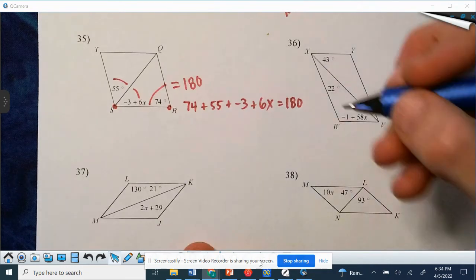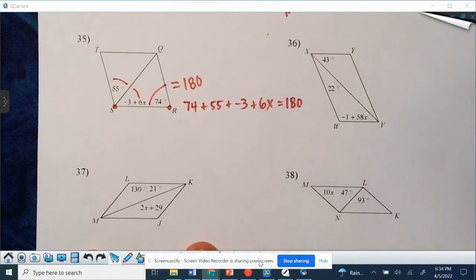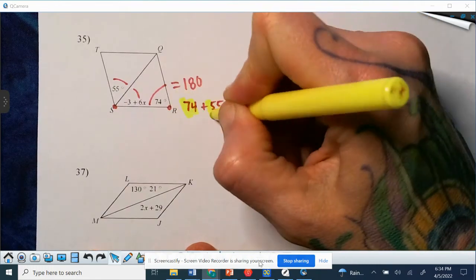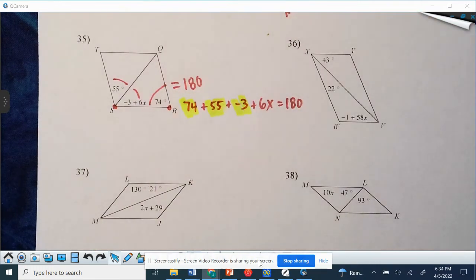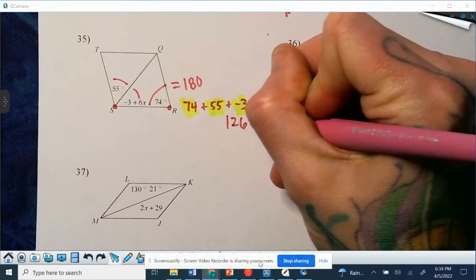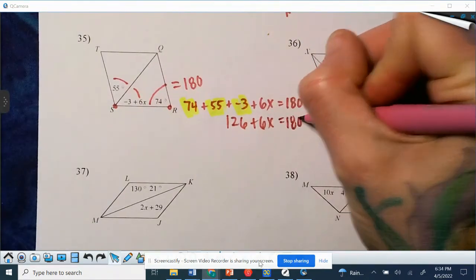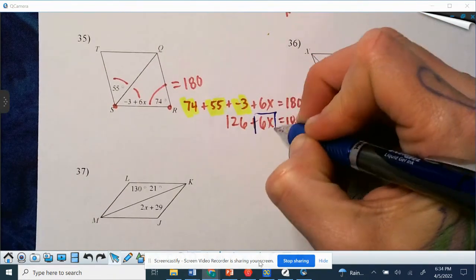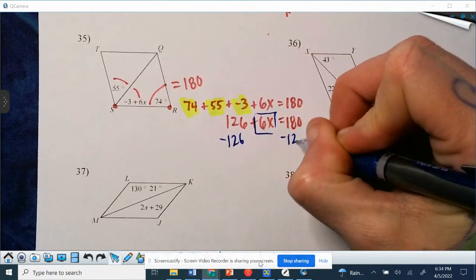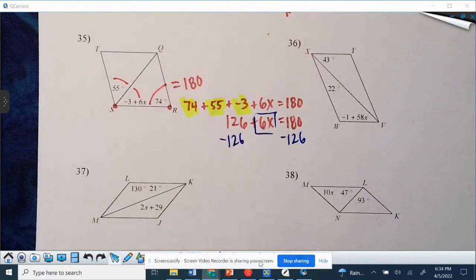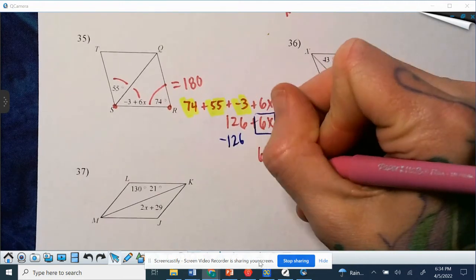They are supplementary. So then we're going to clean up our like terms. So we have whole number 74, whole number 55, whole number negative 3, or constant, we should say, without a variable. And then we're going to put all this together. 74 plus 55 minus 3, because that 3 is negative, and we should get 126. So 126 plus 6x equals 180. We're trying to solve for x, so we're going to subtract 126 from both sides. So 180 minus 126 is going to give me 54. So 6x equals 54.